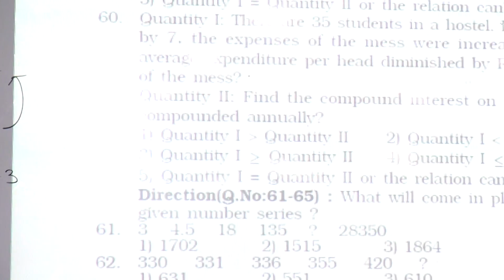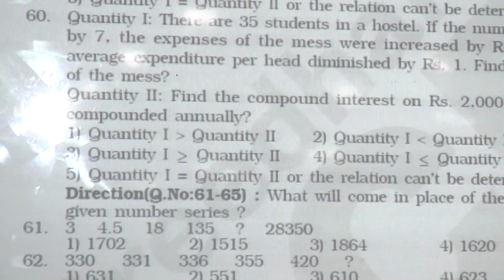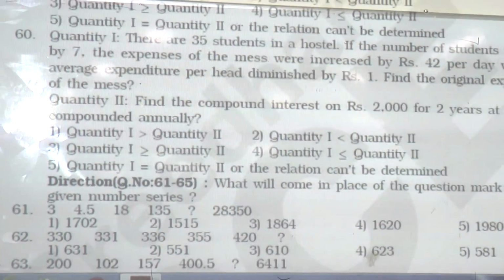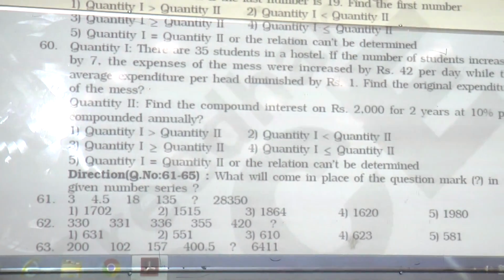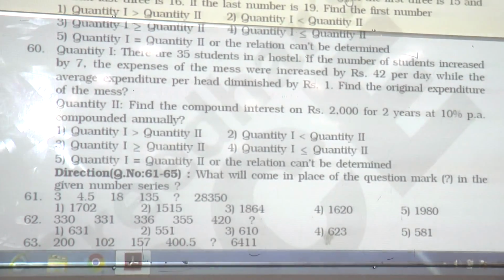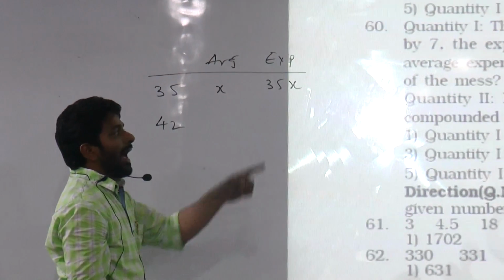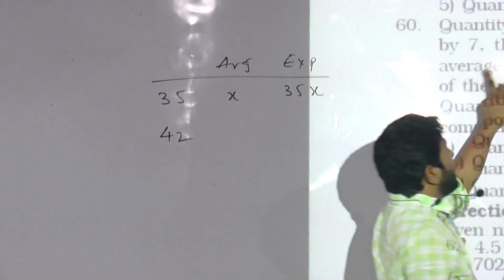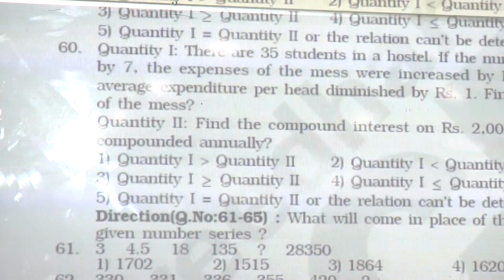There are 35 students in a hostel. If the number of students increased by 7, the expenses of the mess were increased by 42 per day, while the average expenditure per head diminished by 1. Find the original expenditure. Initially we have 35 people, their average is X, and the total expenditure becomes 35X. Am I right? Number of persons increased by 7. Now you have 42 people. Average expenditure per head diminishes by 1, so it becomes X minus 1.